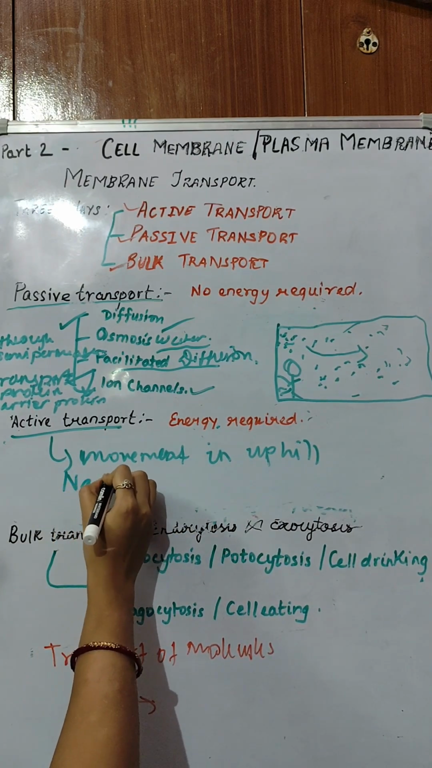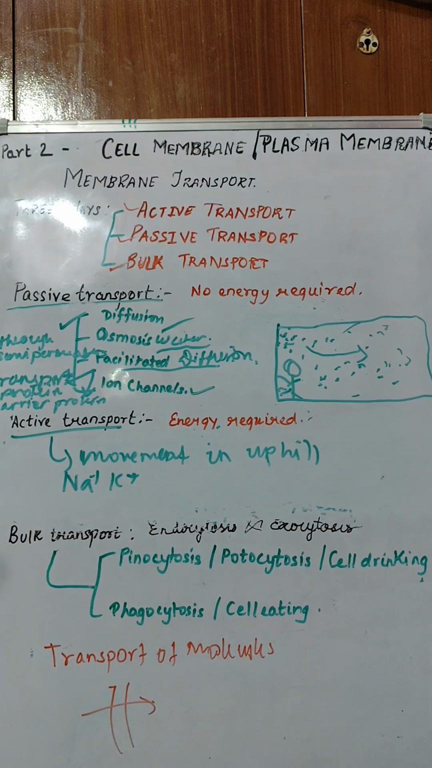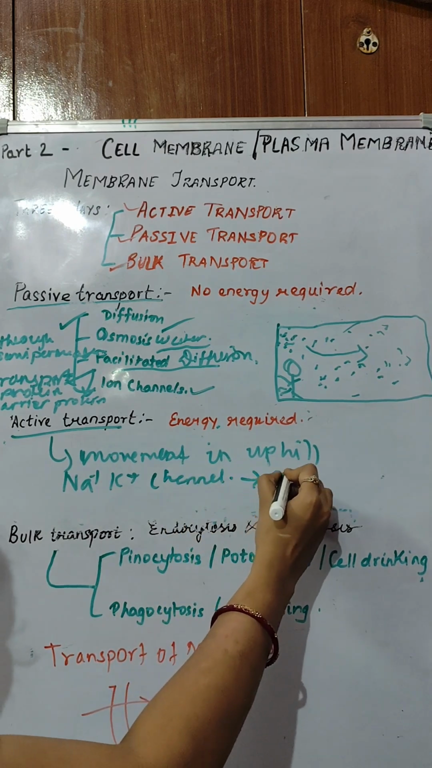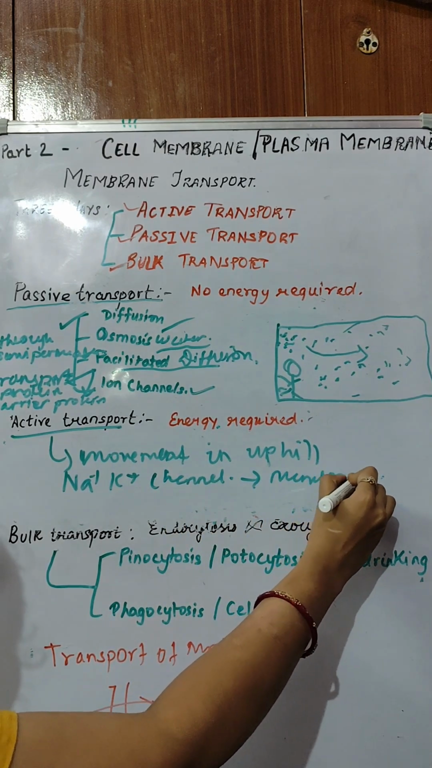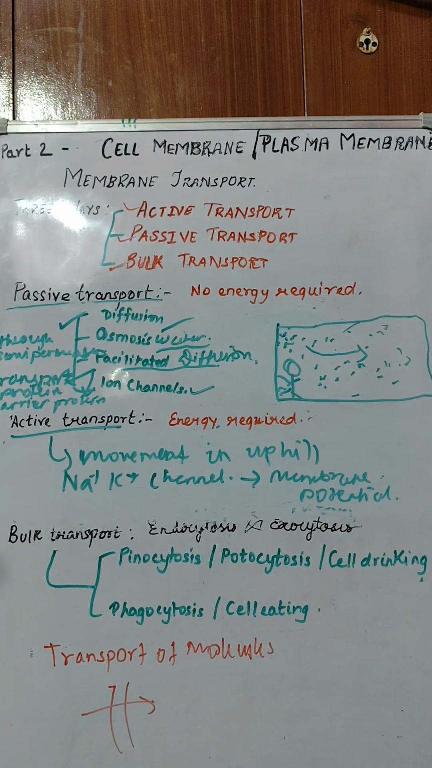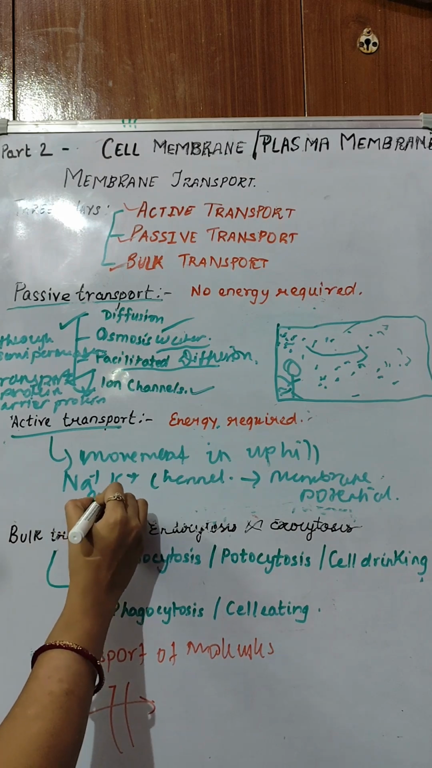Sodium potassium. Okay, the sodium potassium channel is present all over the membrane, in many cell membranes. It is used for maintaining the membrane potential, in many cells like muscle cells or neurons, and they all contain this sodium potassium exchange pump.